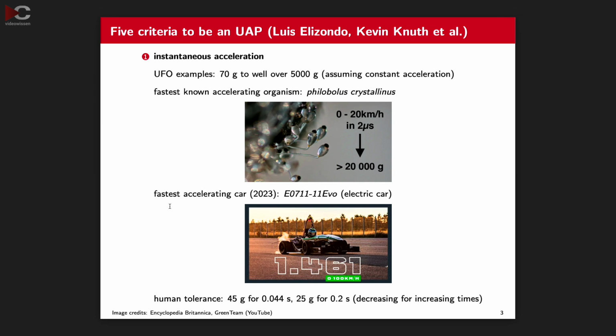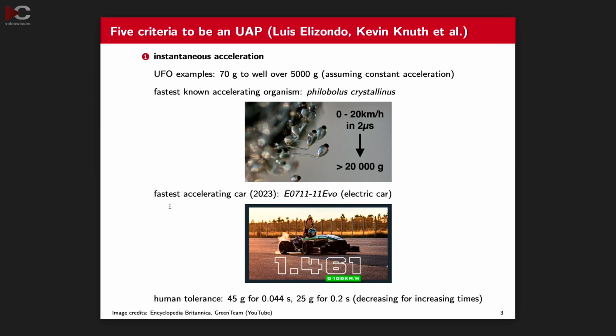The fastest known accelerating organism that we know today, which is in the Guinness Book of World Records, is a fungus called Philobolus crystallinus. And this fungus is able to throw away the black head that you see here on the picture and accelerate this black little head from 0 to 20 kilometers per hour within just 2 microseconds. So doing the math, this amounts to over 20,000 times g, so 20,000 times the gravitational acceleration of Earth. So compared to that, the UFO examples seem to be rather slowly accelerating.